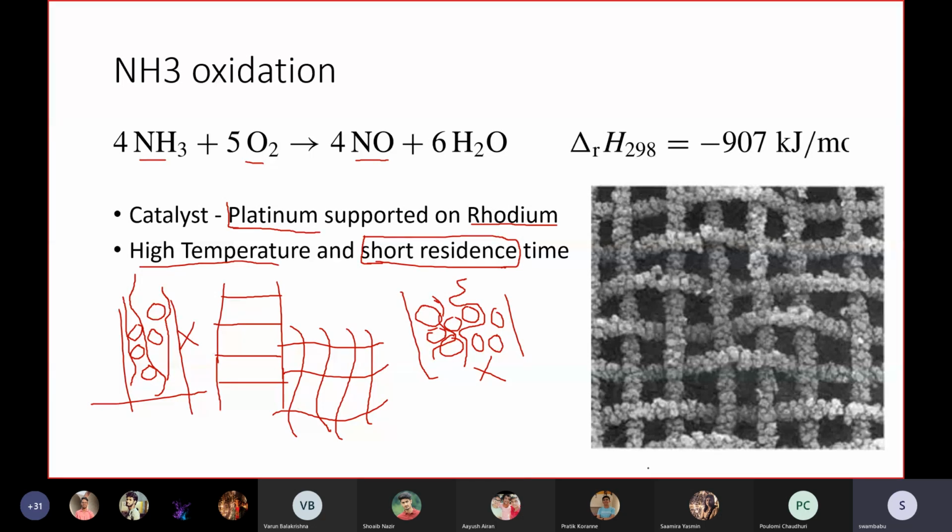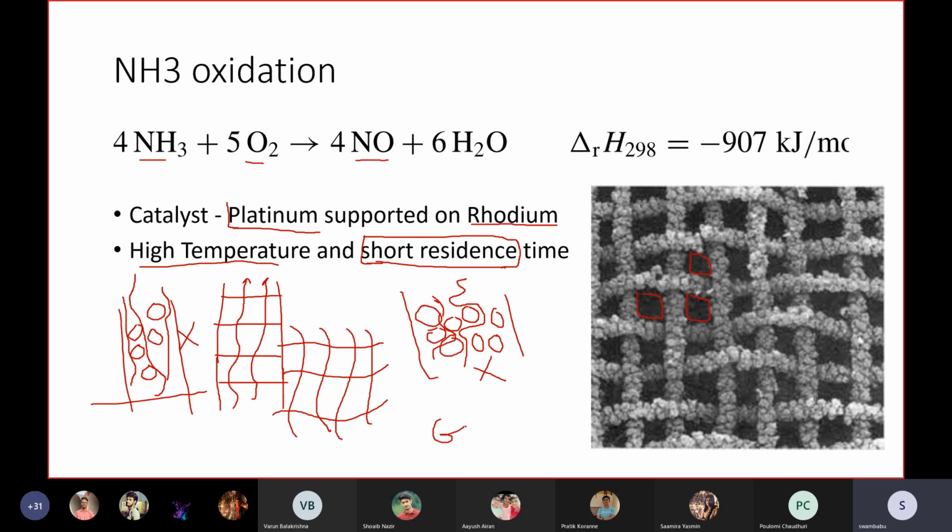The platinum coated rhodium is made as wires, and those wires are used to make the mesh, and that mesh is supported. This way, when the reactant gases flow over this, you can achieve very short residence times because the pore size between the wires is very high. The gas can easily flow, so very, very short residence times can be achieved. Very short means less than a few seconds, so that fast the reaction is. That's why they made it as meshes.